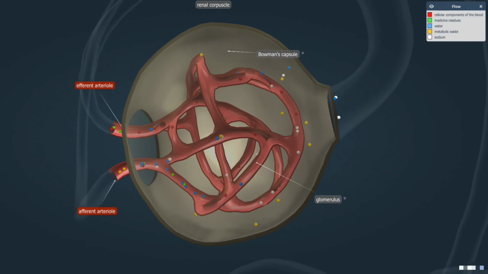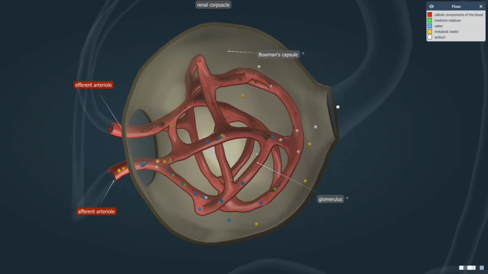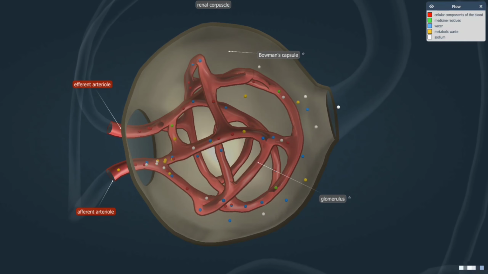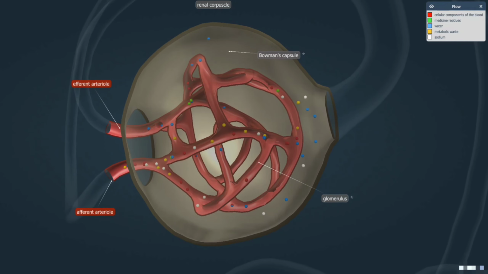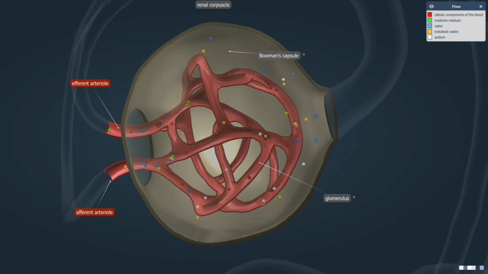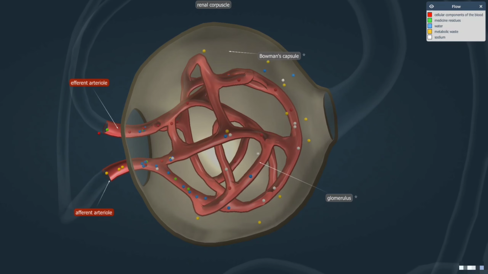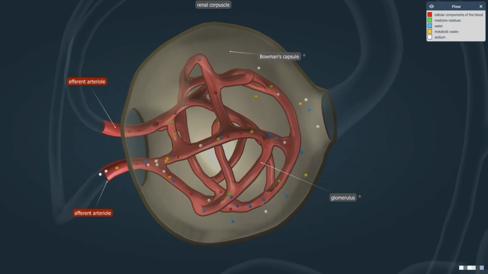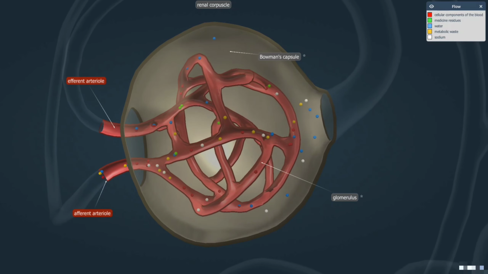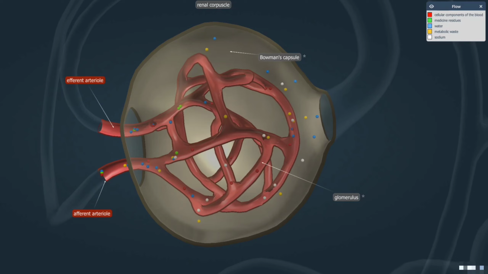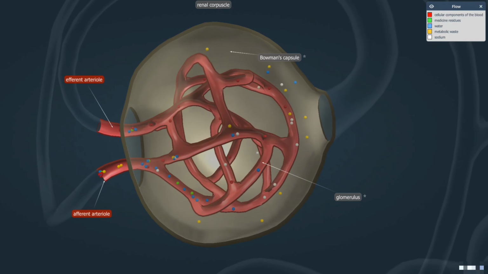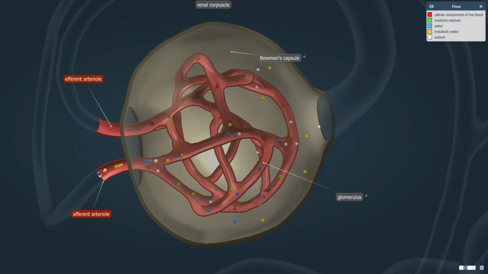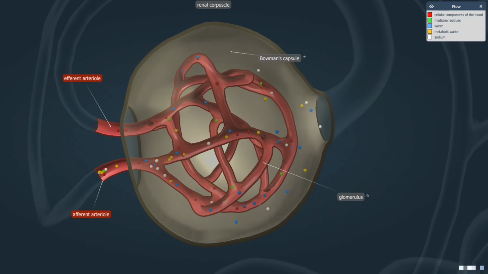The initial part of the nephron is the renal corpuscle, embedded in the renal cortex. The filtration of the blood takes place in the corpuscle. It consists of a glomerulus, that is, a ball-shaped network of capillaries that branch from the afferent arteriole, surrounded by a double-walled sac called Bowman's capsule.